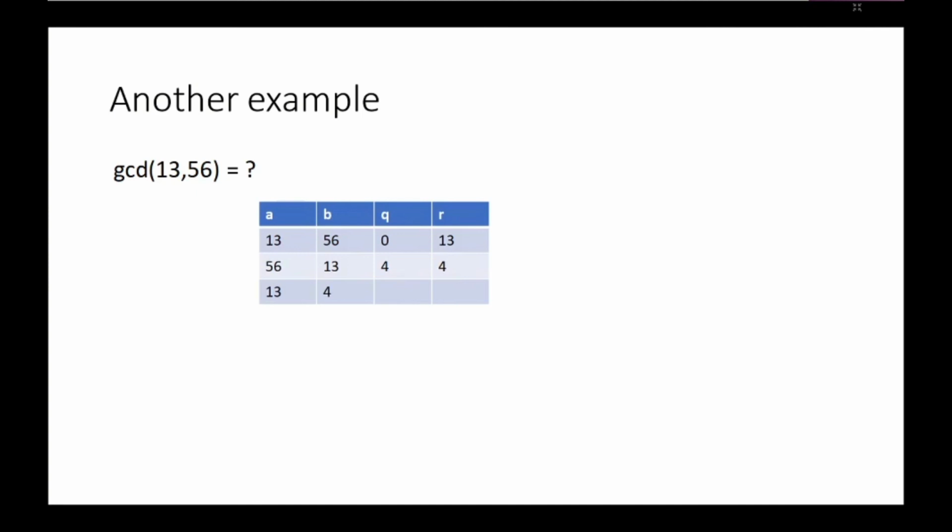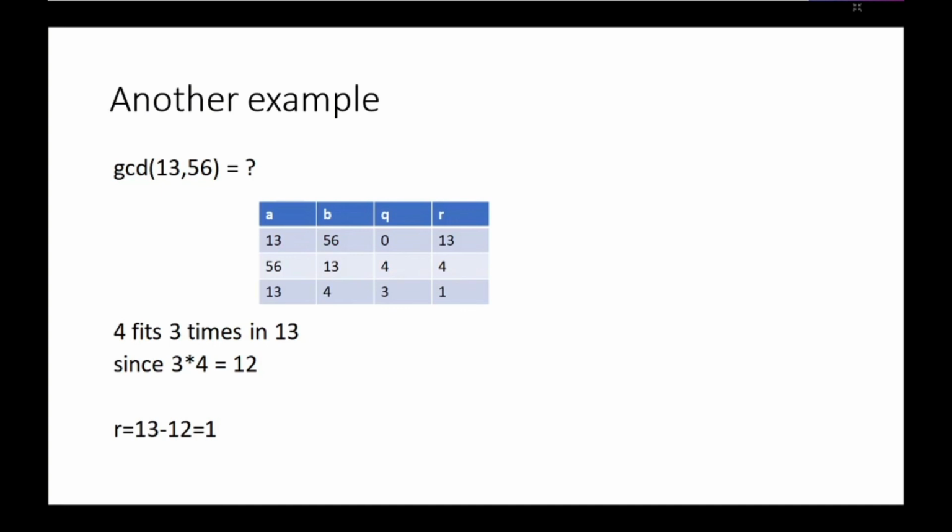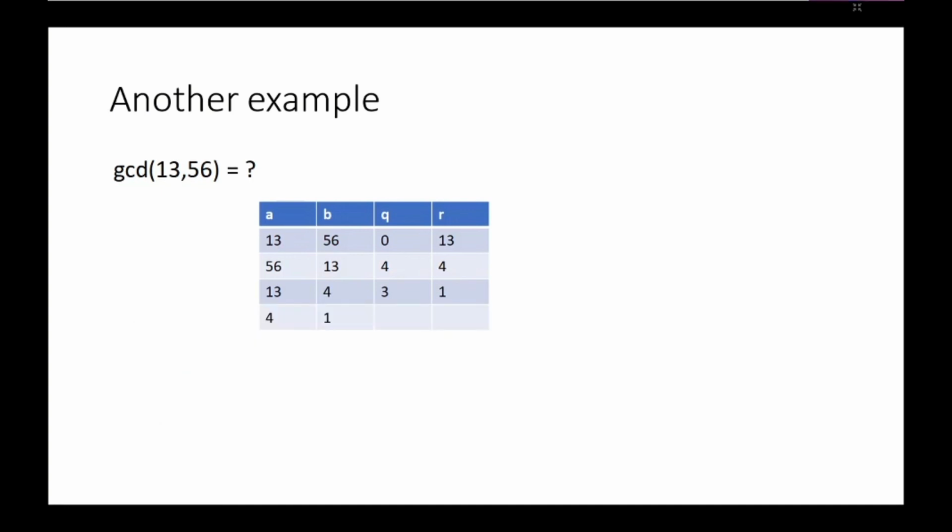So now we're asking ourselves, how many times does 4 fit into 13? Well, that's 3 times, because if you do 3 times 4, you get 12. And 13 minus 12 equals 1, so that's the remainder. And you'll see that 1 fits exactly 4 times into 4, so we get a quotient of 4 and a remainder of 0. And now R equals 0, which means that the answer is in the column of B. So the GCD of 13 and 56 is the absolute value of 1, which is just 1. So the GCD of 13 and 56 equals 1.